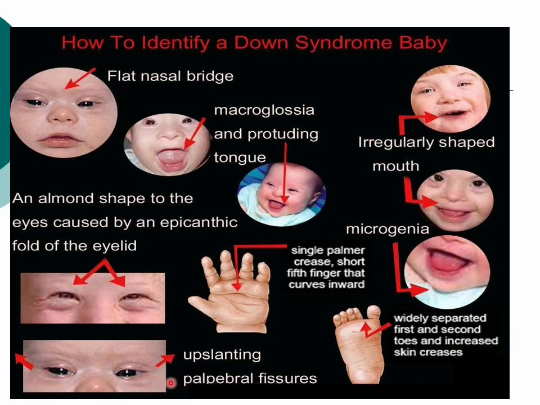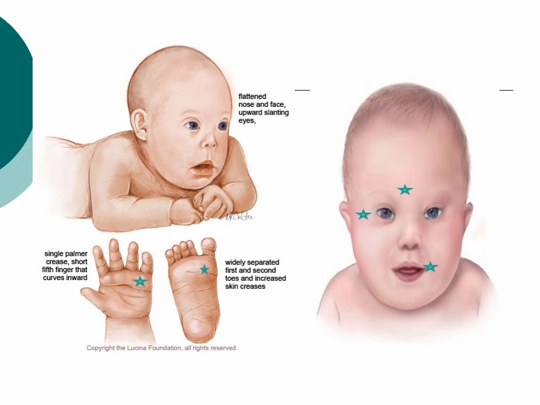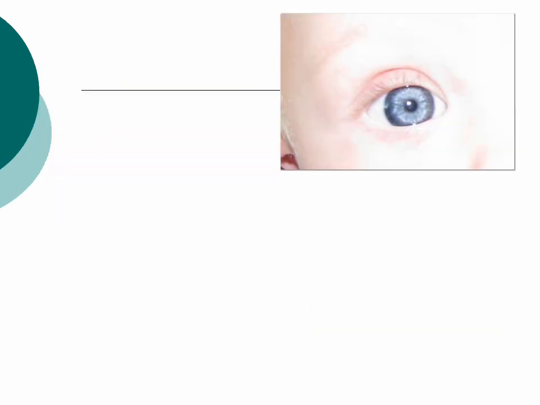Upslanting of palpebral fissures. So these are the palpebral fissures. There's also a single palmar crease and a short fifth finger that curves inward. There's an irregularly shaped mouth. Microgenia, when we say microgenia, you have a short chin, and widely separated first and second toes and increased skin creases. So again, the characteristic features of Down syndrome are the facial features. You check the hands and the toes.